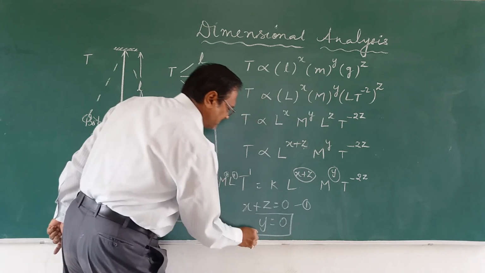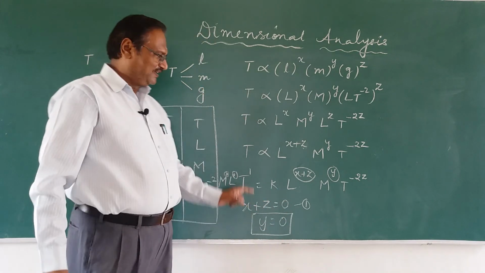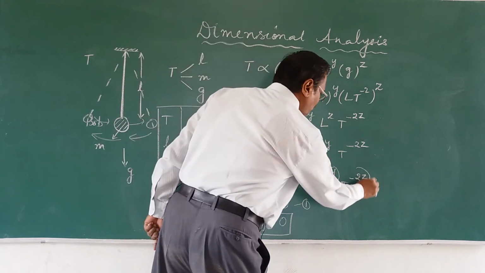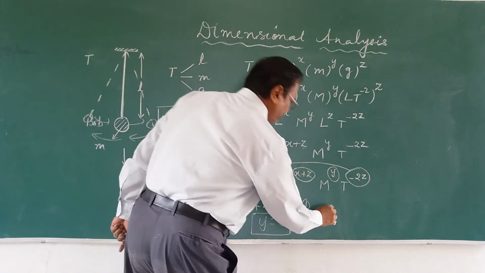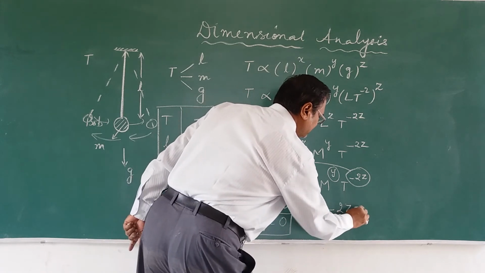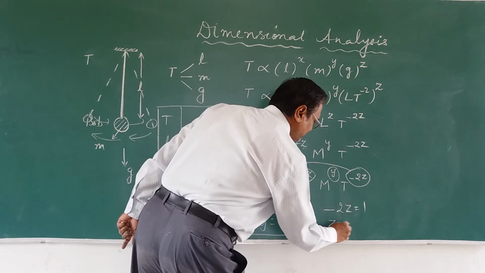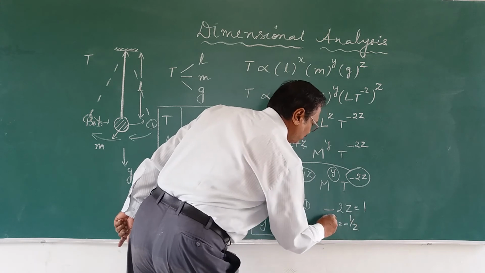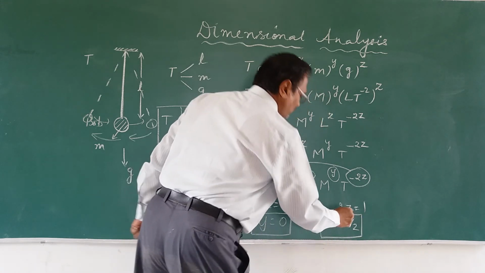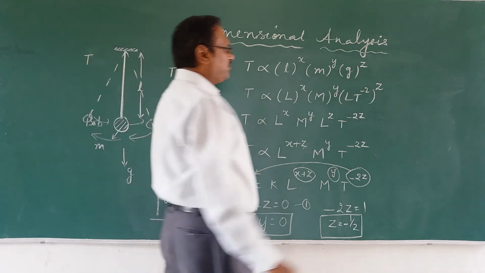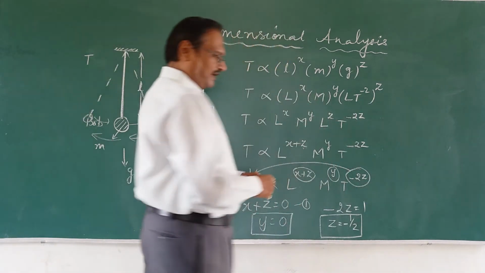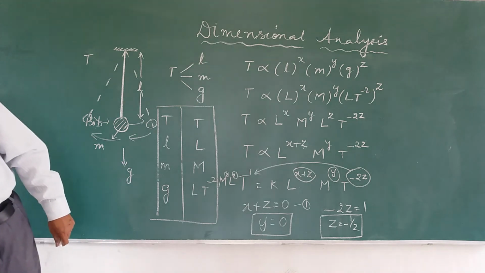I got the answer for one value. Next, minus 2z is equal to 1. That means z is equal to minus 1 by 2. So I got the y value and z value. x plus z is equal to 0. Take this equation. I hope the board is clear to you.